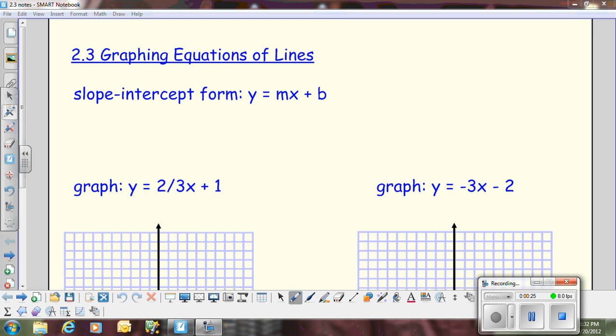Slope-intercept form of a linear equation: y equals mx plus b. You should have all seen that before. What's the m stand for? Slope. Okay, what's the b stand for? Y-intercept.